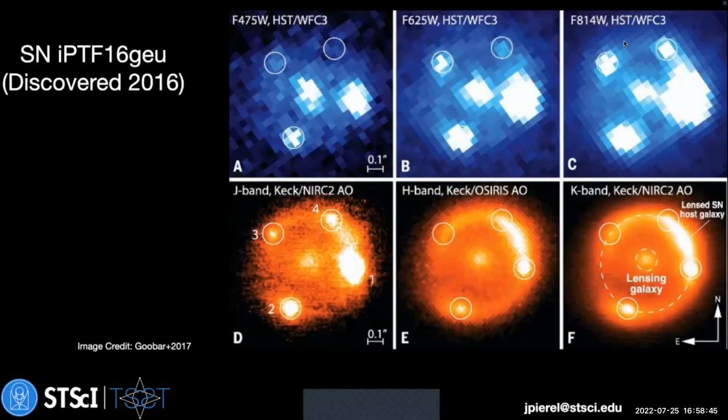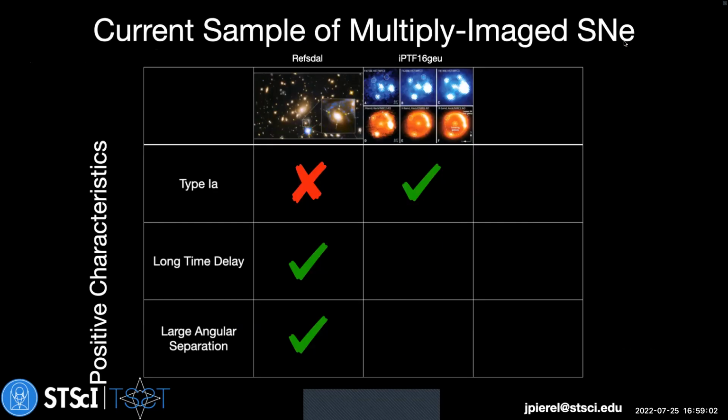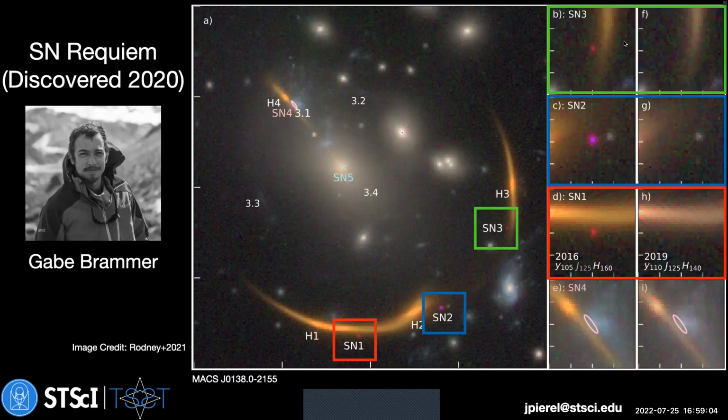iPTF16geu was a type Ia, but as we saw, it has time delays on the order of a day, making it very difficult to be used for cosmology. And the angular separations, as we saw, were not resolved from the ground initially. So yes, but no. Okay, so that brings me to Supernova Requiem.